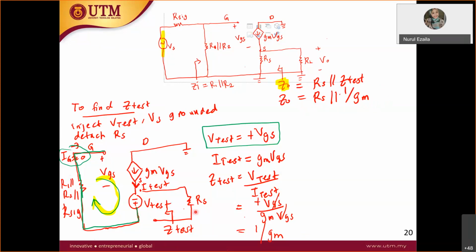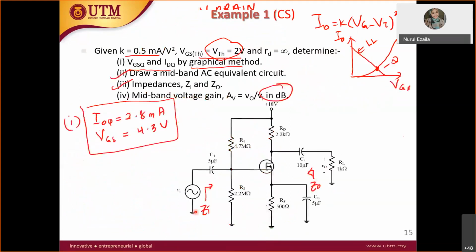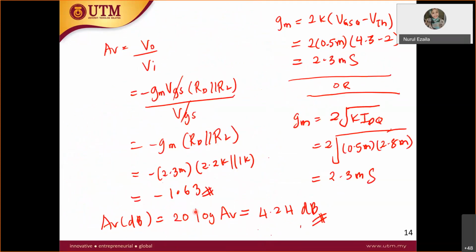It is not a very complicated derivation. What I mean by derive is V out over V in. What is your V out? You have to write it here. What is your V in? You have to write it. You don't simply put it like negative GM RD parallel RL, because that means you memorize it. So you have to derive.